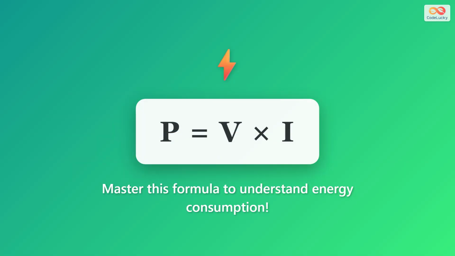Remember, the key formula for electrical power is P equals V times I. Master this formula, and you'll be able to understand and calculate energy consumption in any electrical circuit. This fundamental concept is the foundation for more advanced topics in electricity and electronics. Keep practicing with different examples to build your confidence and understanding.